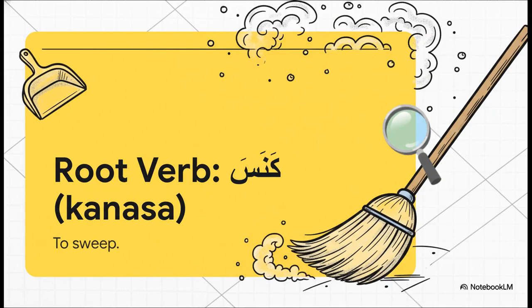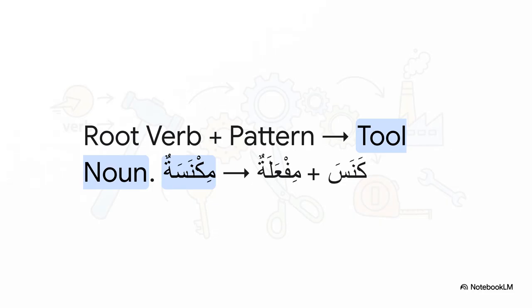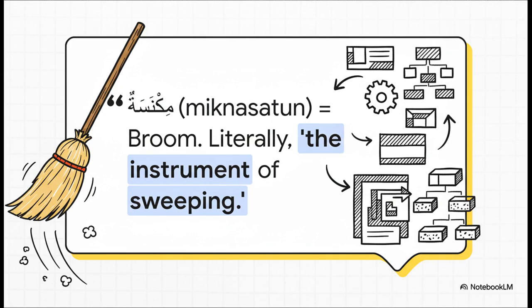Okay, next up, the verb kanasa, which means to sweep. Now, just think for a second. What's the tool you'd use for that action? All right, this time we're going to use a different pattern. Mif'alatun. We take the root letters K, N, and S. We apply the pattern, and what we get is Miknasah. And there you have it. Miknasah is a broom, the instrument of sweeping. You see how this works? Once you know the patterns, you can start to deconstruct and just understand the language on a totally different level.